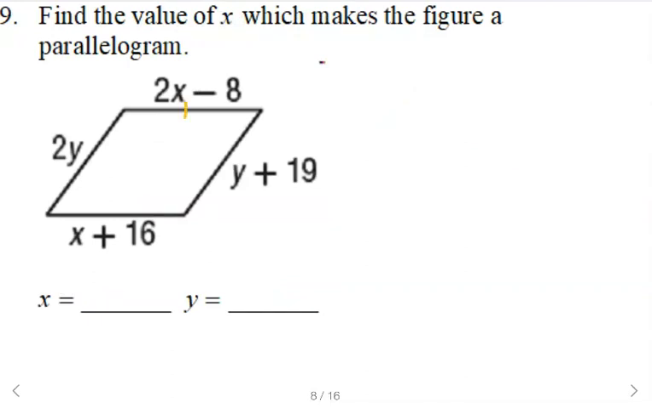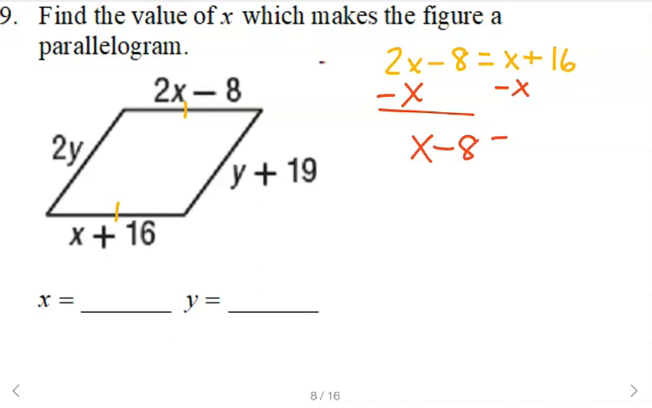Opposite sides are congruent for a parallelogram, so we can write 2x minus 8 equals x plus 16. Subtract x from each side. So we get x minus 8 equals 16. To get rid of minus 8, we'll add 8, and so we get x equal to 24.